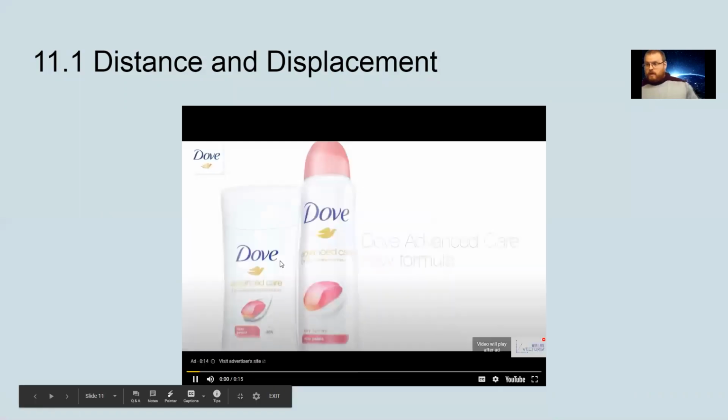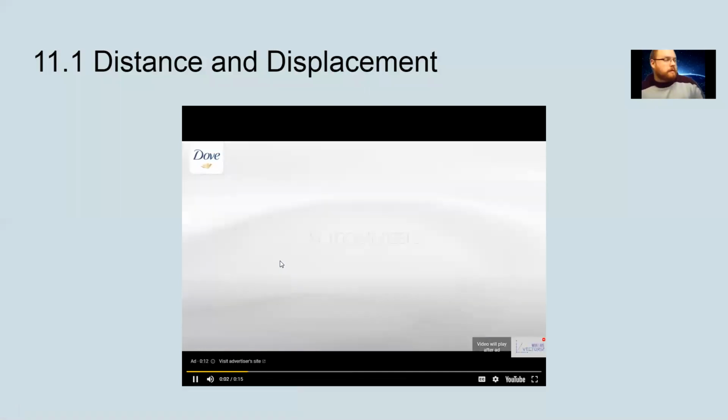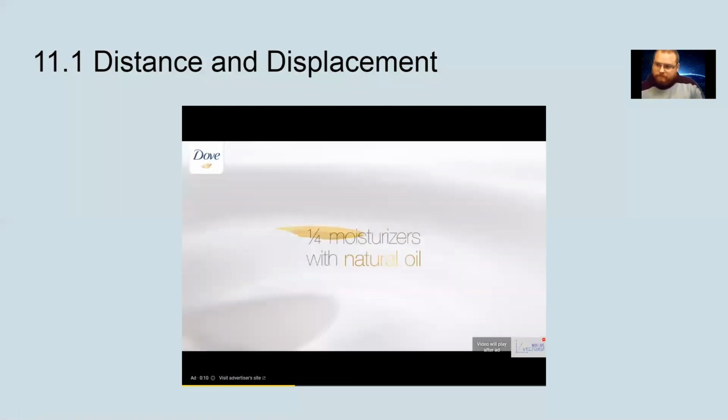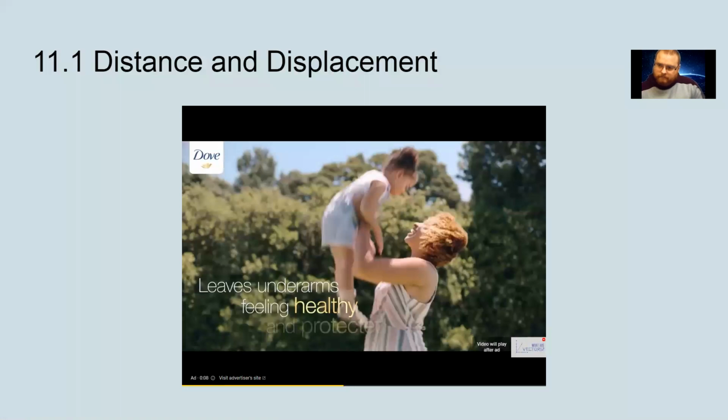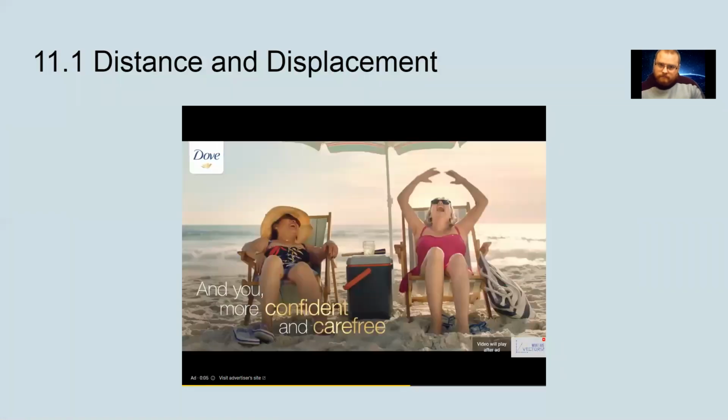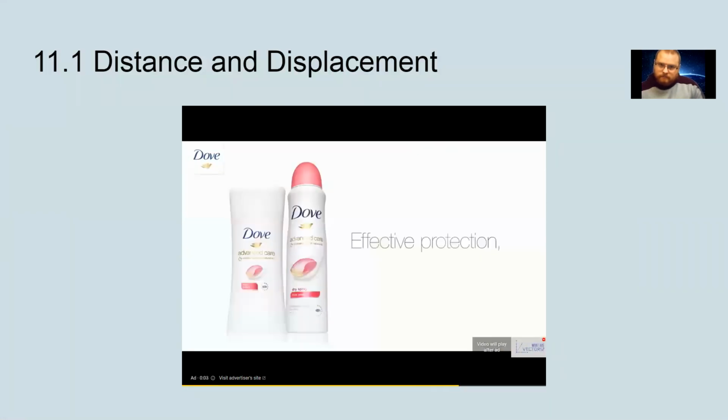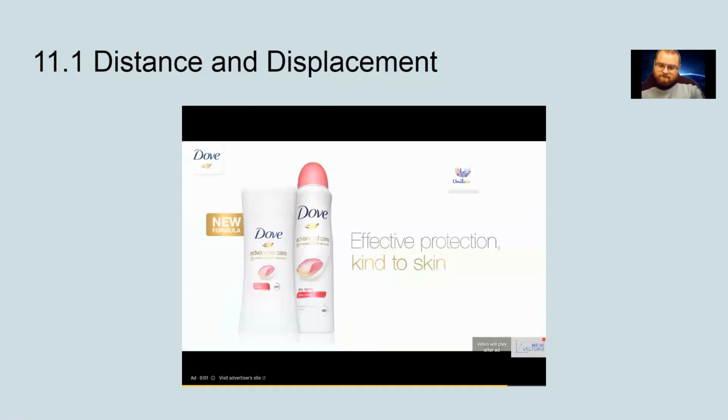Dove Advanced Care's new formula, Dove enriched lotion with 1/4 moisturizers with natural oil, leaves underarms feeling healthy and protected, and you more confident and carefree. Effective protection, hand to skin.